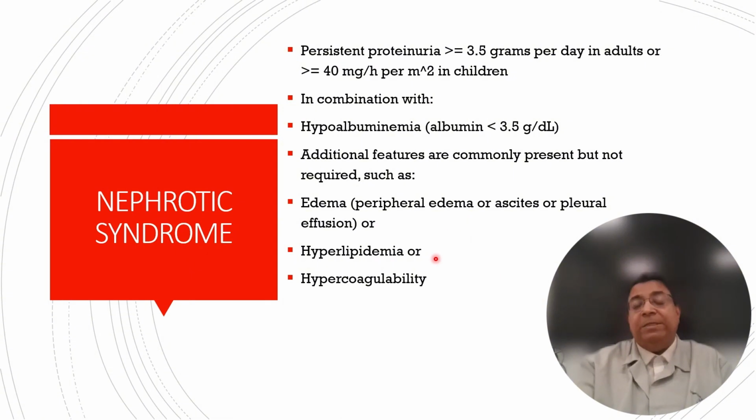You may have hyperlipidemia because you have so much protein loss that the liver is working in overdrive, and so the liver is making lots of protein, but among those proteins are lipoproteins and lipids. So you have resultant hyperlipidemia. You may have hypercoagulability because amongst the proteins that are lost in the urine are proteins such as antithrombin 3. And loss of these proteins will result in a hypercoagulable state.